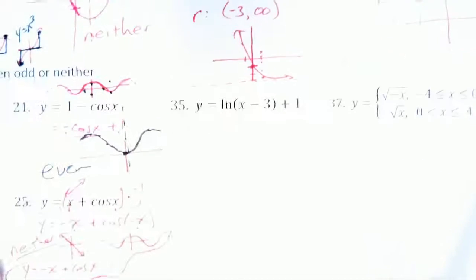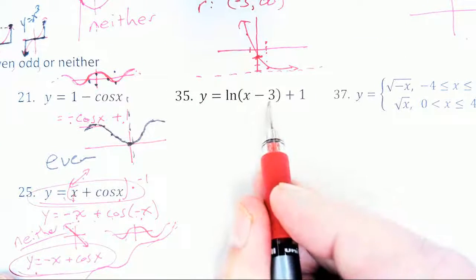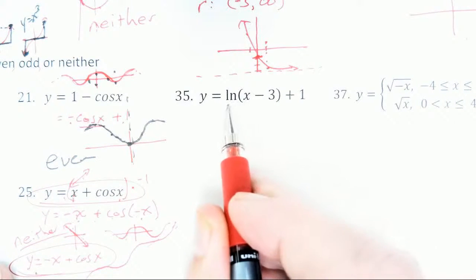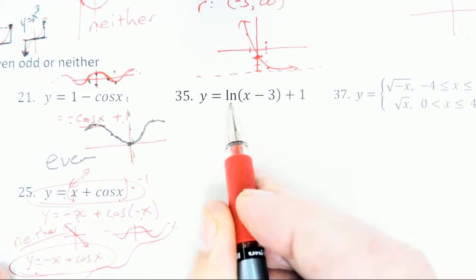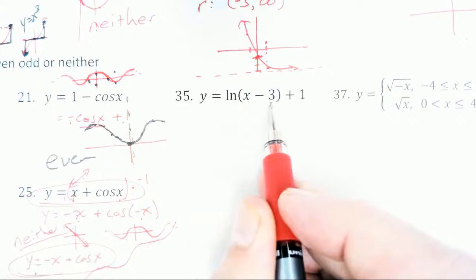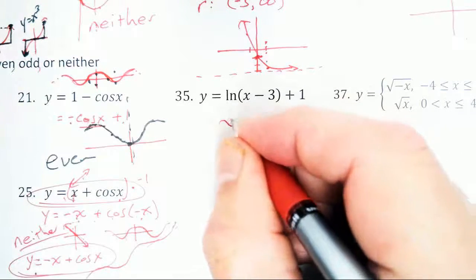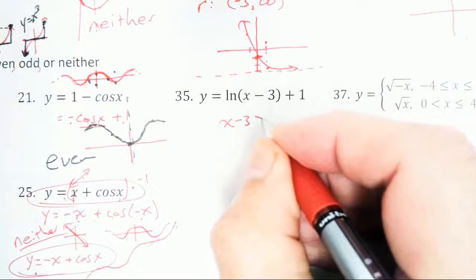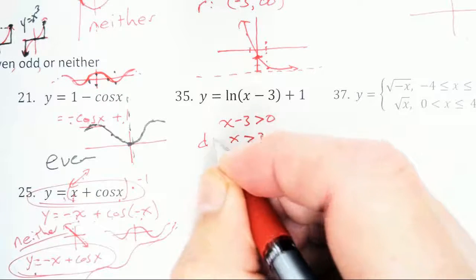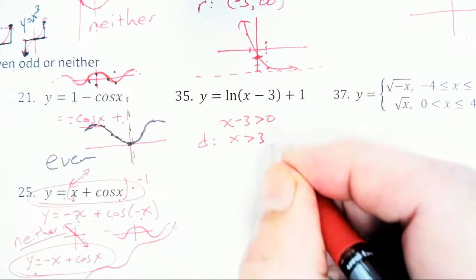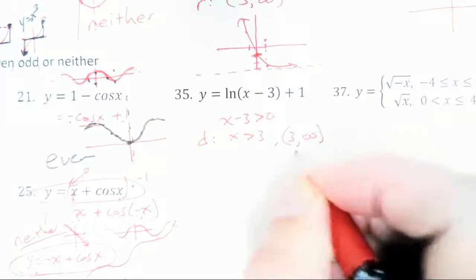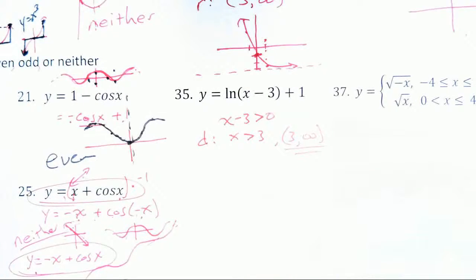Okay, number 35. Can I subtract 3 from any number I want? Sure, I can subtract 3. Can I take the natural log of any number I want? No, I can only take the natural log of positive numbers. Therefore, x minus 3 has to be bigger than 0. x has to be bigger than 3. That is our domain. We could also, in interval notation, call that 3, not touching it, to infinity. Interval notation is definitely preferred in calculus.